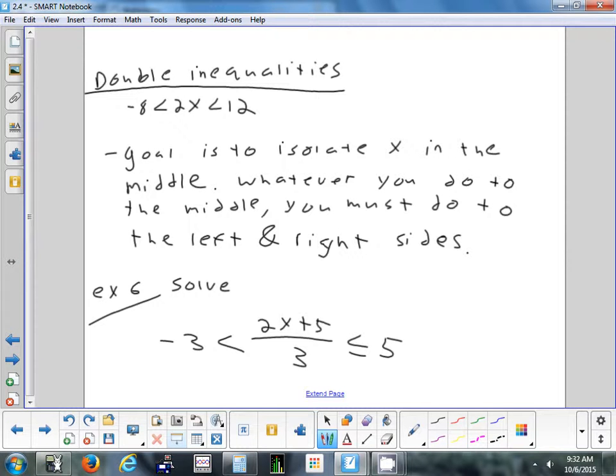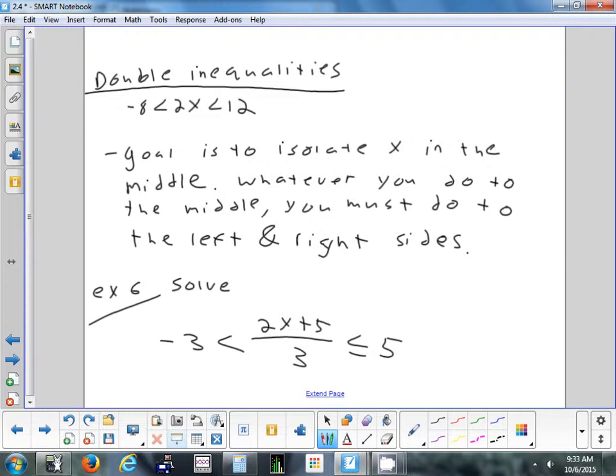I don't think we're going to have time to graph a double inequality today, so we'll solve it algebraically. And if we need to do one from the homework, we can graph one tomorrow. Okay, what would my first step be here to try to start getting x by itself? Yeah, divide by 3. So right now we have 2x plus 5 divided by 3 in the middle. First thing you want to do is get rid of that divide by 3.